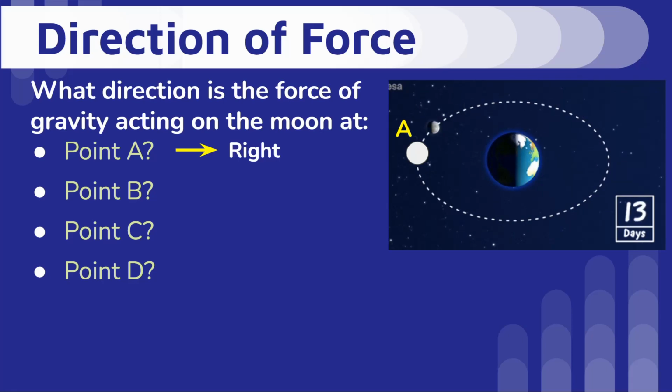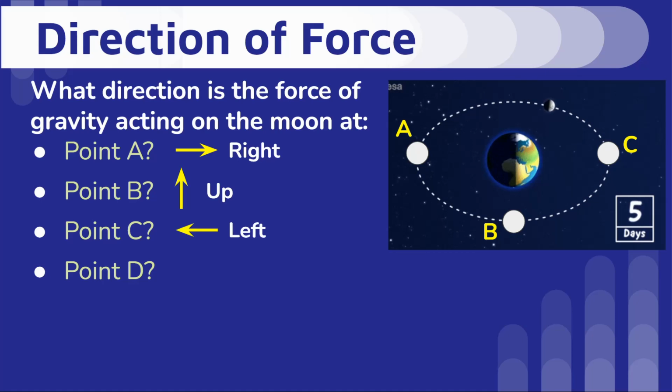Again, it's a force of attraction between the Earth and the Moon. So the Earth's going to pull to the right on the Moon. The Moon's going to pull to the left on the Earth. Okay, they're going to pull toward each other. But I'm just looking at what the direction is on the Moon right now. So to the right. What about at this point, point B? Up, down, left, right. Up. Okay, what about at this point, point C? Left. And last one, point D.